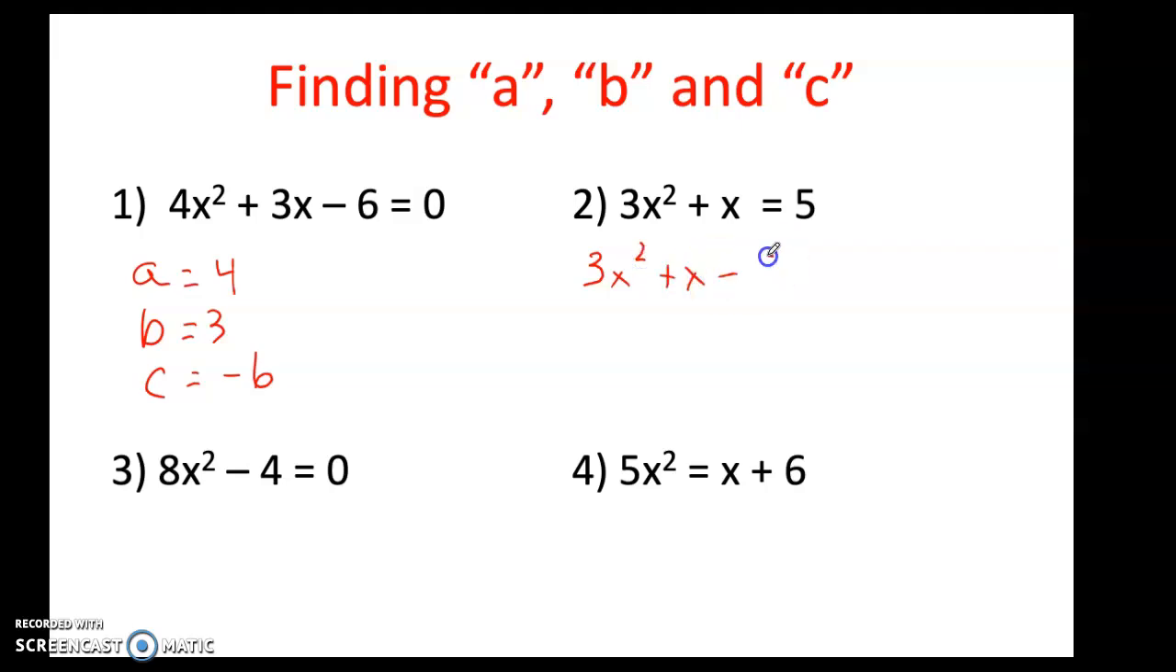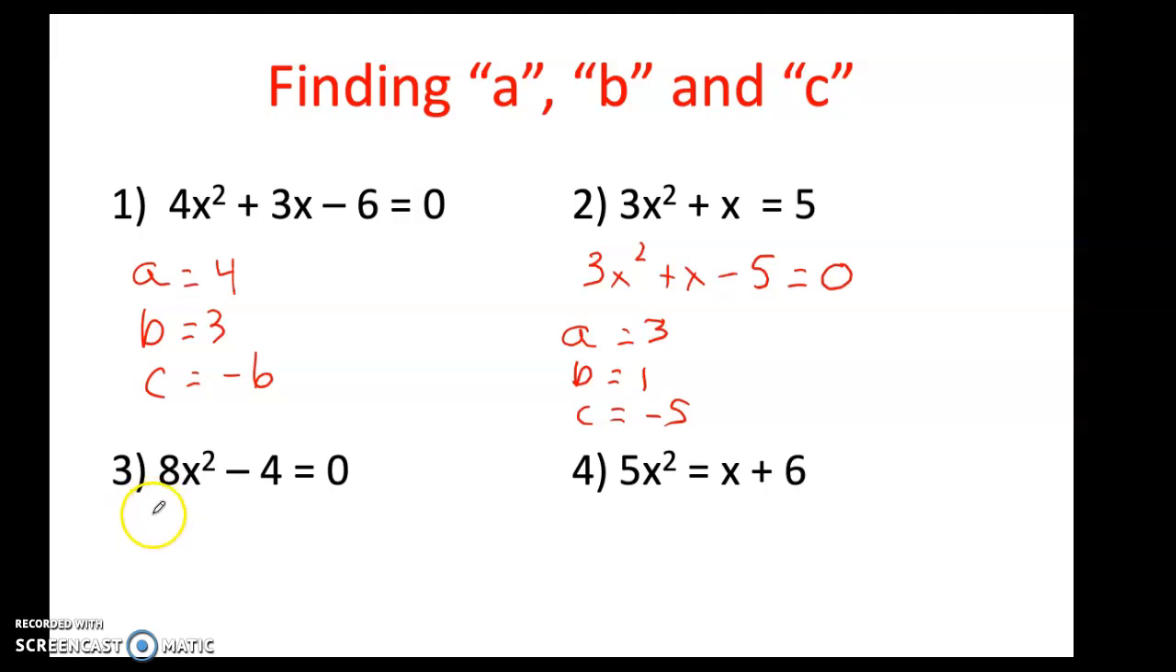Subtract 5 from both sides, and you get 3x squared plus x minus 5 equals 0. So now we know that a equals 3, and it is very important to list this. The more details you list, the less chance of you making a mistake. I would pause this right here, and I'm going to work through this, but why don't you try 3 and 4 on your own, pause it. When you unpause it, you'll see the answers.